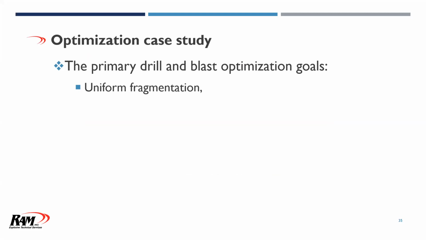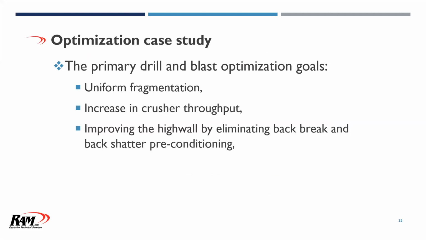1, they wanted to achieve a more uniform fragmentation. They wanted to increase the crusher throughput. Improve the high wall by eliminating the back break and back shatter that they were getting, because this was preconditioning the other shots. And as you'll see from some of the pictures, the walls were pretty tore up in there. They also wanted to try to get their grade control back and try to get the floor sorted out.